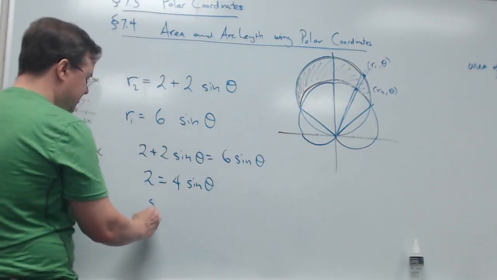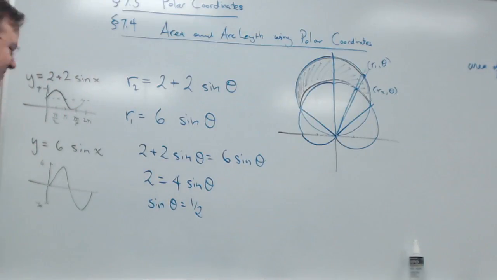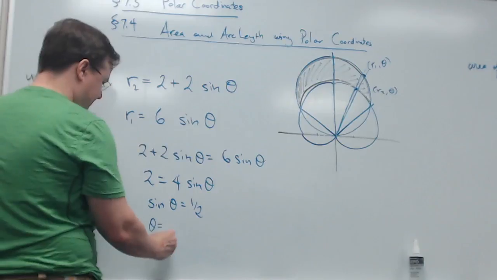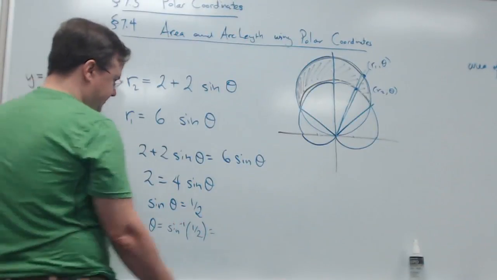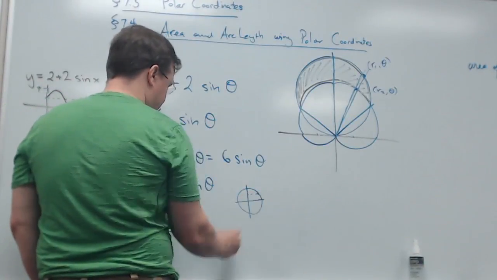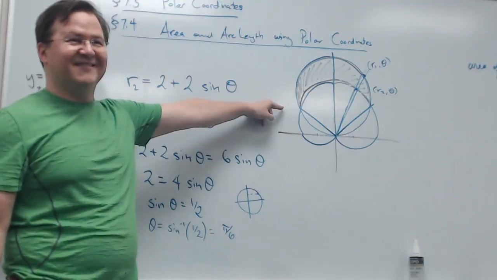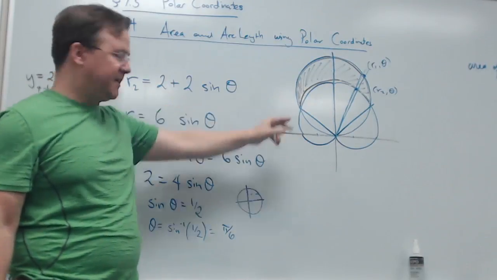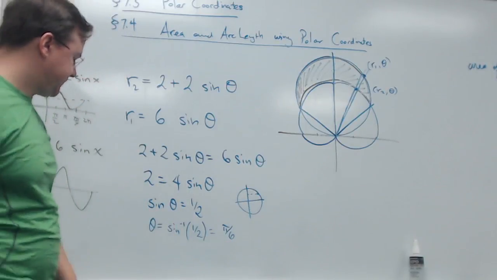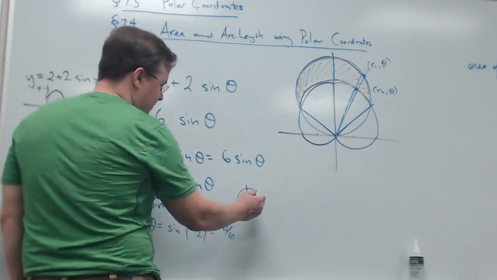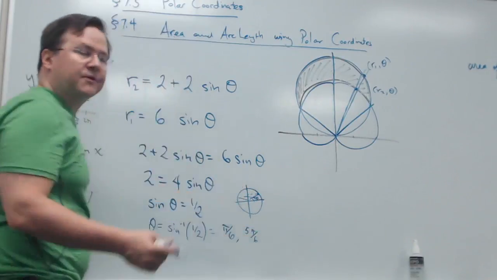How convenient. It's almost as if they set it up so that it'll work out nicely. Sine theta equals one half at pi over 6. Yeah, pi over 6, and the other solution is pi minus pi over 6, which is 5 pi over 6. Everything else is coterminal with those two.